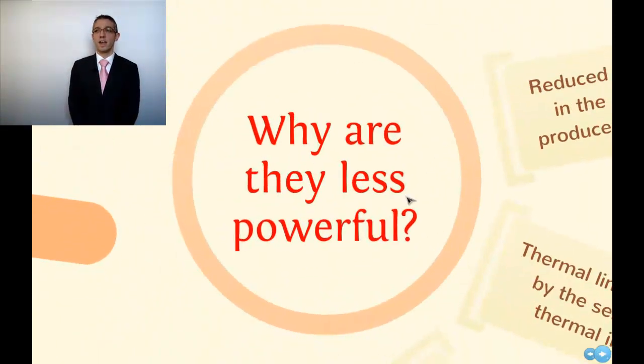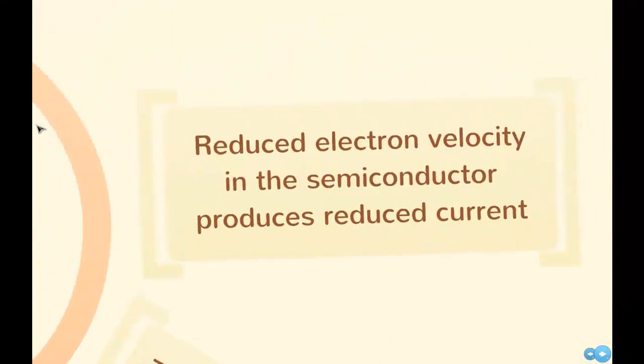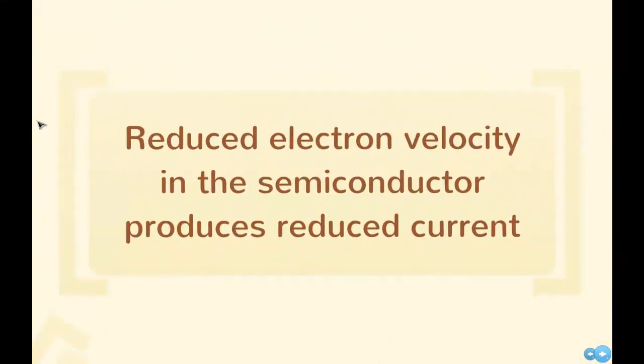So, why are solid-state devices less powerful than VEDs? Well, in vacuum electron devices, as the name suggests, the electrons go through vacuum and hence encounter very little resistance. They don't tend to scatter and hit the lattice of a semiconductor as they would in a solid-state device. And hence, their speed is usually better in a VED than it is in a solid-state device.